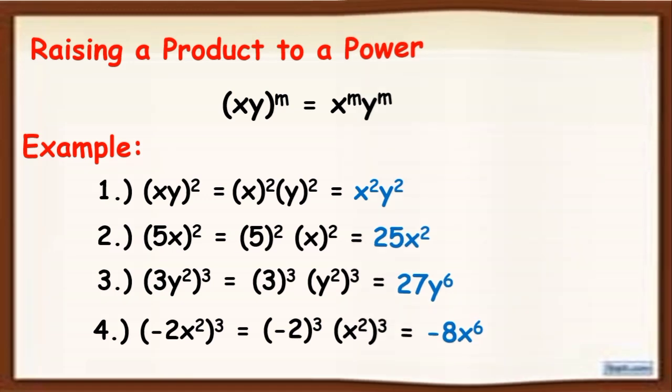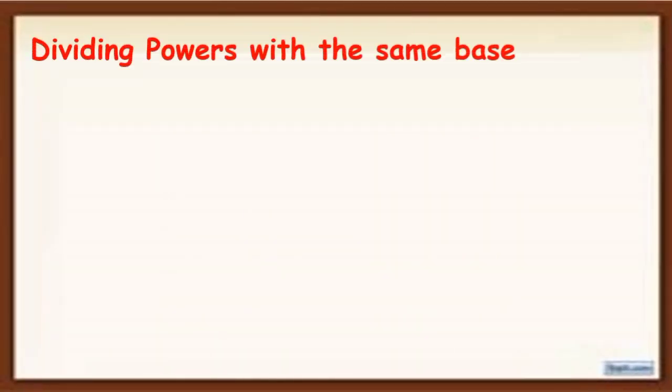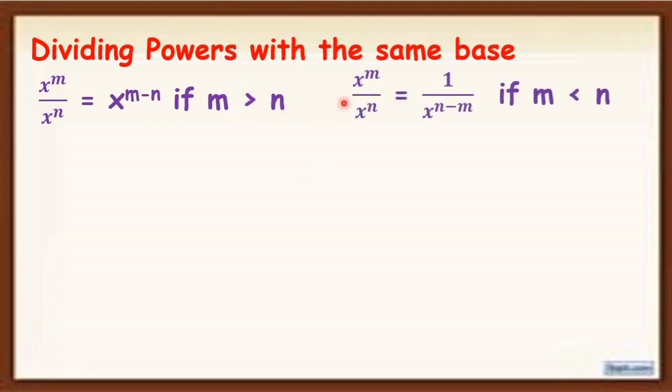Just copy x, or the base. Now let's proceed to dividing powers with the same base. If we have x^m over x^n, it is equal to x^(m-n) if m is greater than n. And x^m over x^n is equal to 1 over x^(n-m) if m is less than n.